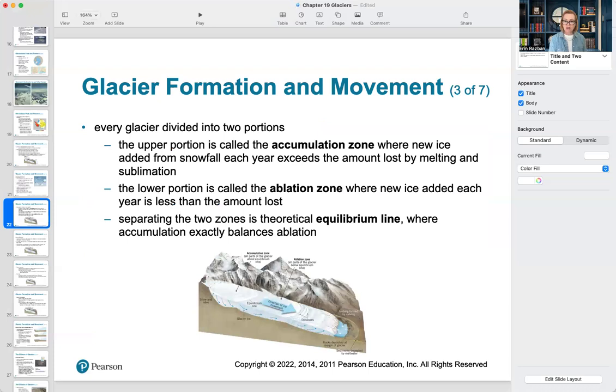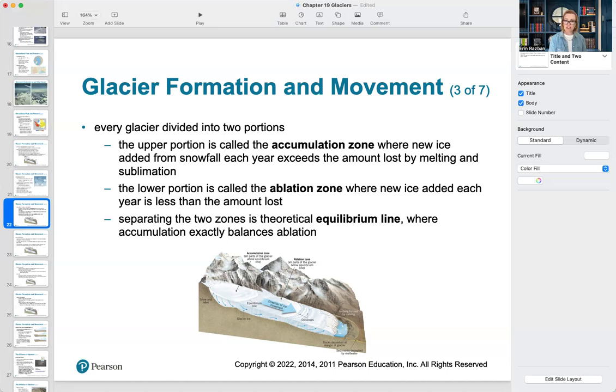Now, the survival of a glacier depends on a delicate balance between two processes. The first is accumulation. This is the addition of ice into a glacier by incorporating snow. This happens primarily in winter months and at higher elevations. The second is ablation. This is the melting and sublimation, when ice transforms directly from solid to vapor. This occurs mainly during summer months and at lower elevations.